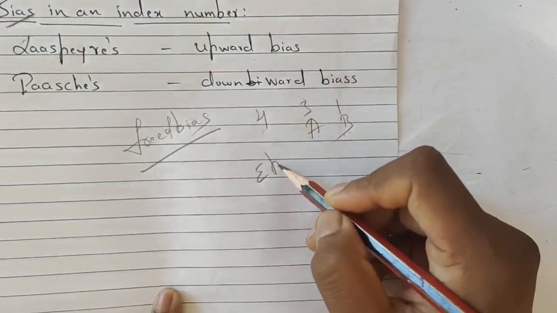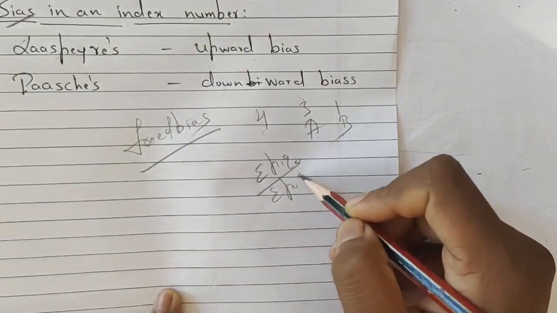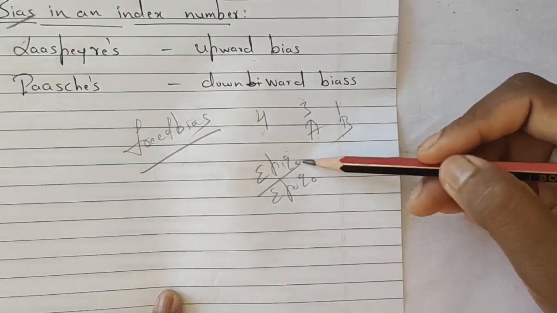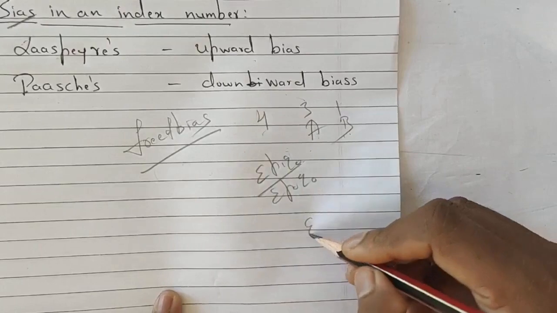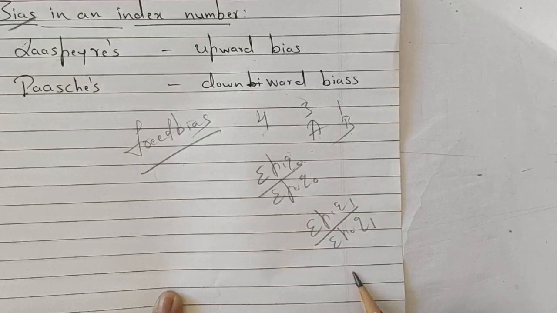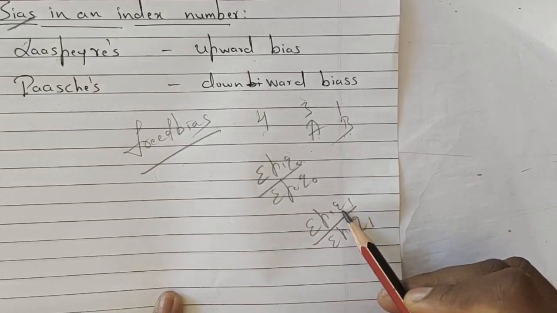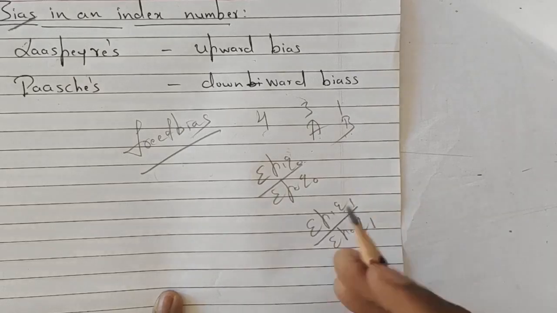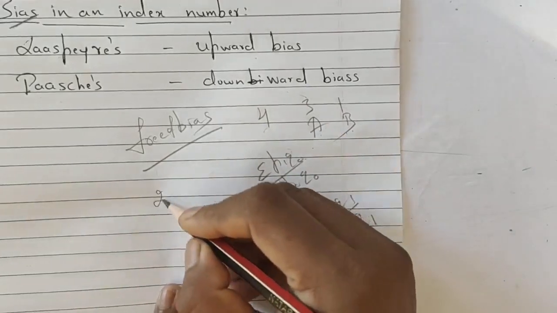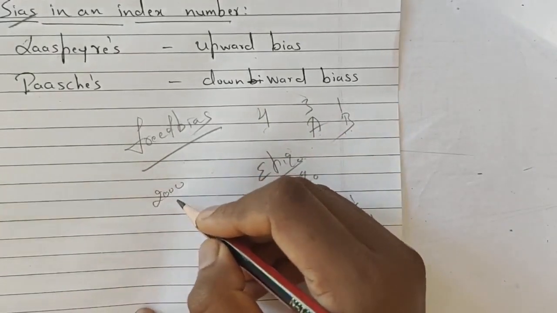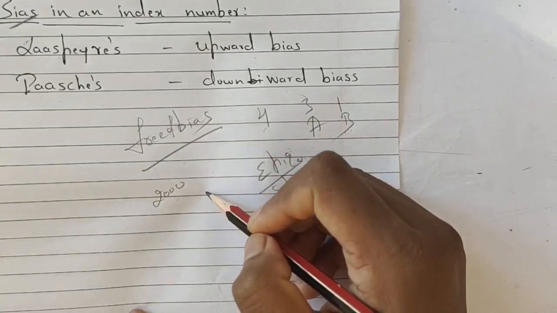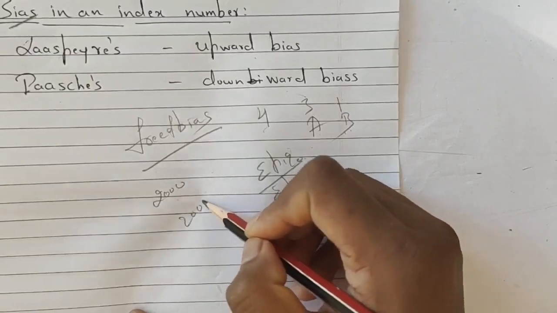That is summation P1 Q0 by summation P0 Q0, right? In Laspeyres we are using base year quantity as weight. In Paasche's we are using summation P1 Q1 by summation P0 Q1. So in Paasche's we are using current year quantity as weight. For example, sales of any product in 2000. The sales of the product are high in 2000 and in 2001 it is less.